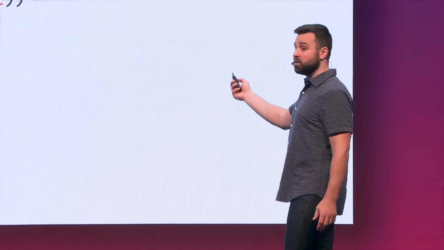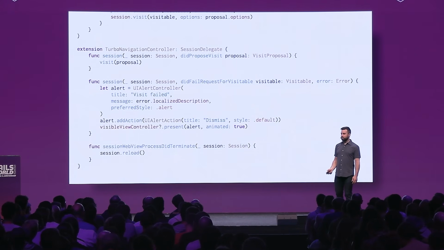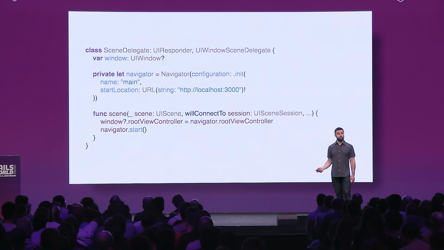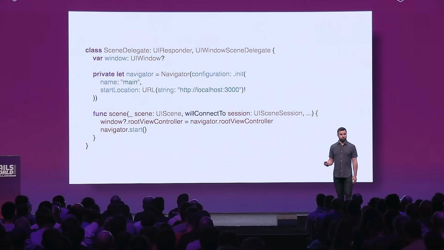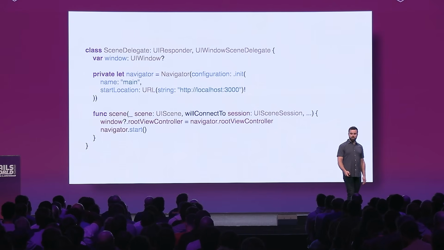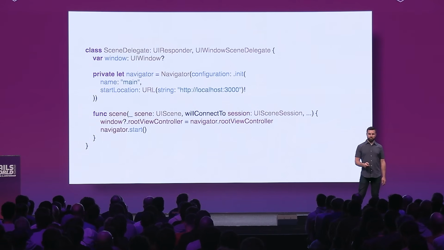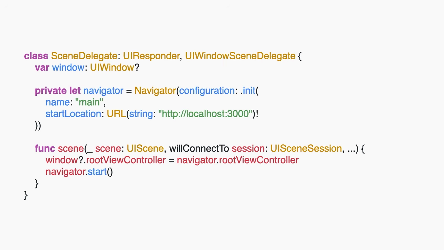Also, all of this is boilerplate. If I've built 50 Turbo Native apps, 48 of them had this exact same code in it. There's no need for everyone to be writing this over and over again. With Hotwire Native, that turned into this. This is now all you need to get started on iOS to build a Hotwire Native app. 11 lines of code, which you could even shorten if you put the whole private navigator thing on 1 line.